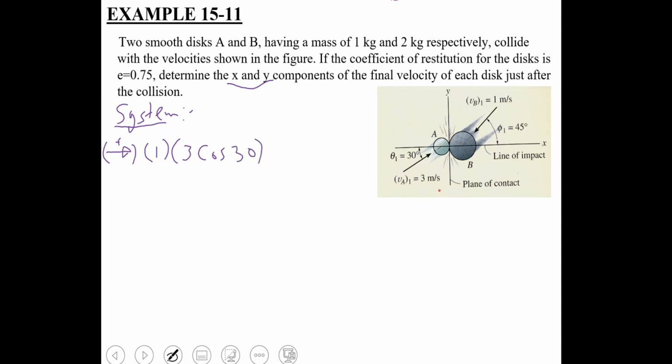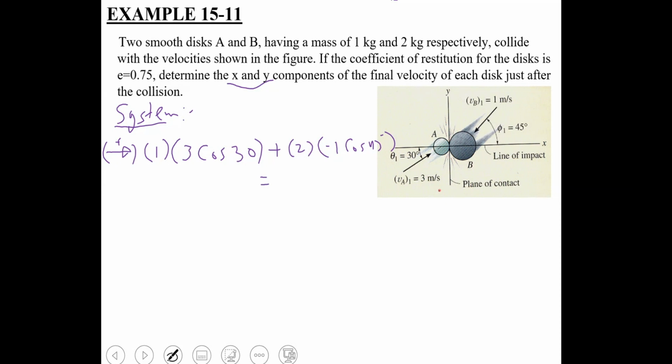The mass of particle A is 1 kg. The velocity component of particle A along the line of impact is 3 cos of 30. So the momentum is going to be 1 into 3 cos 30, isn't it? Yes, sir. Okay, what about the momentum of particle B along the line of impact before collision? Negative. It will be negative. Okay, let me put the positive sign here: 2 into -1 cos of 45, isn't it? Yes, sir. So this was the momentum of the system just before collision.